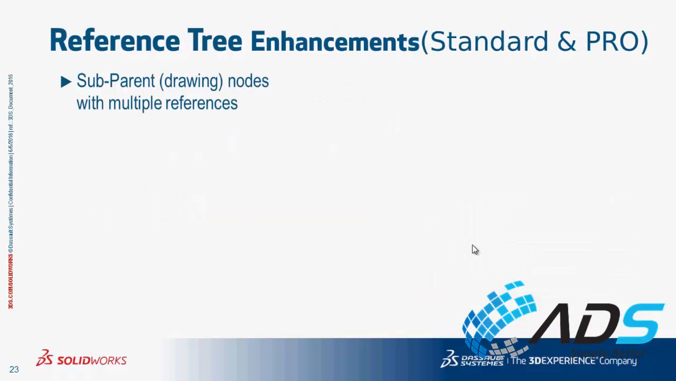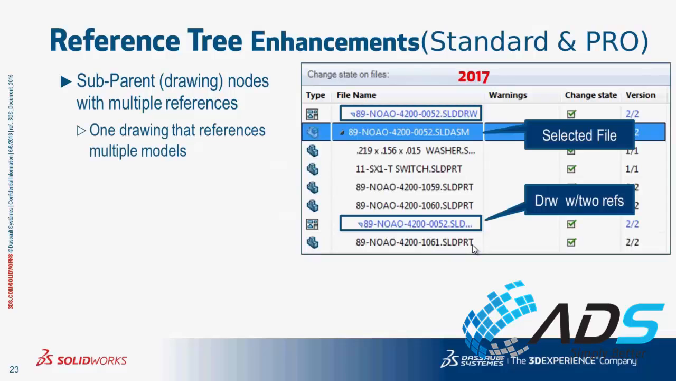Reference tree, so subparent nodes with multiple references, a little bit of a mouthful, but in 2017 we're being very smart about the way we show these things. In this case, this drawing has a view of an assembly and a part that isn't contained in that same assembly. So in 2017, this is the way it'll look. You'll have that subparent node shown above the part file as well as above the assembly, because it references both.